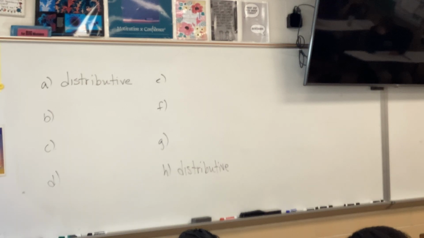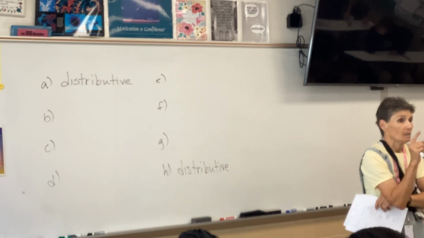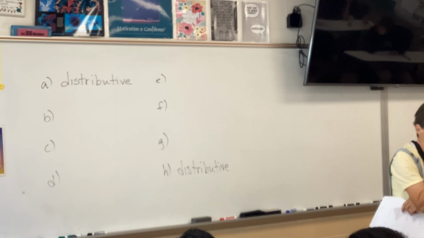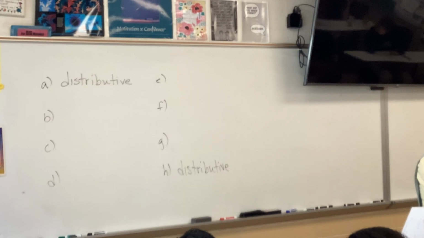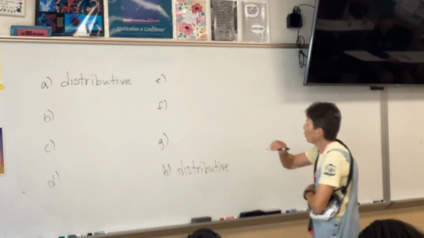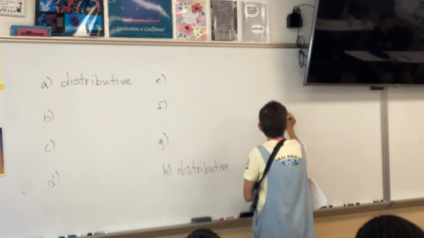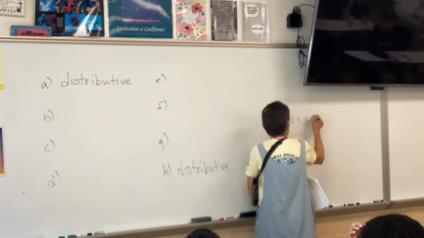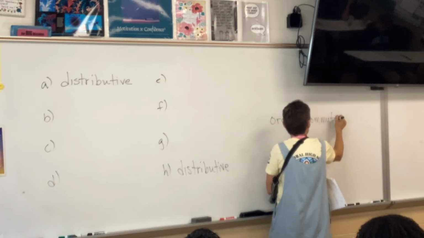Is B additive? B is a property of addition, but we don't call it an additive property. What changed in B? Left side, right side, what's different? The order's different, right? When the order changes, that's called commutative.